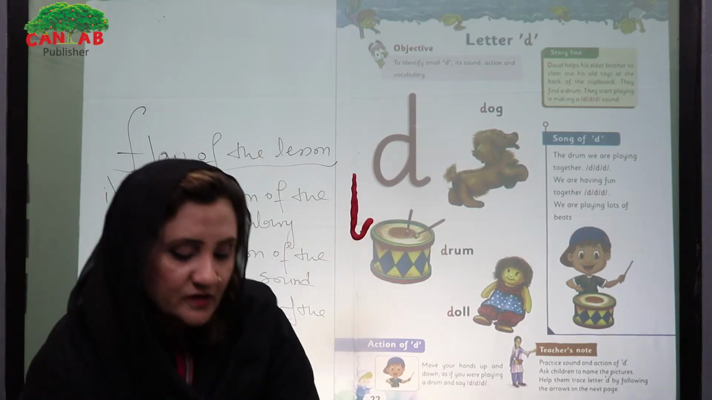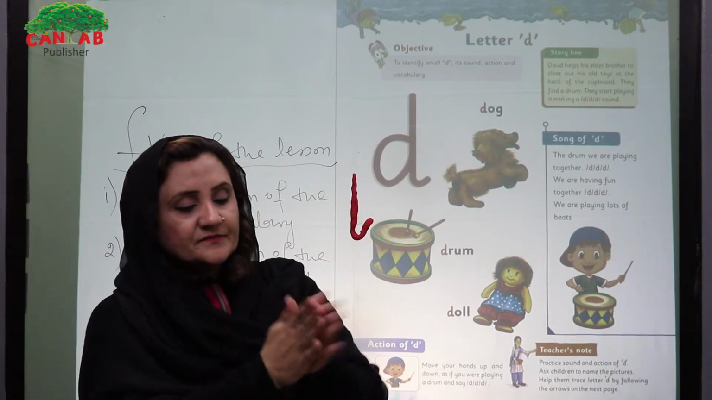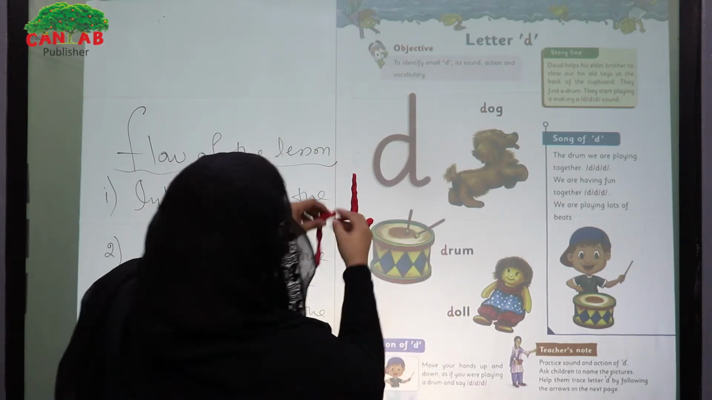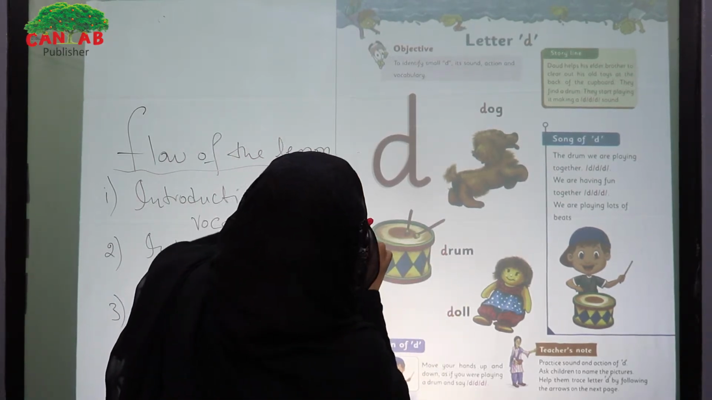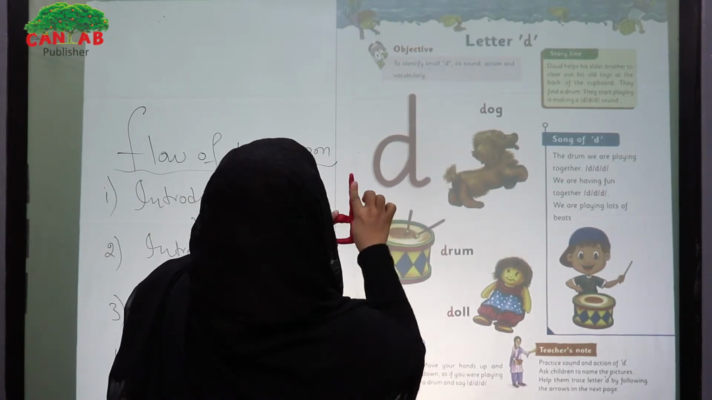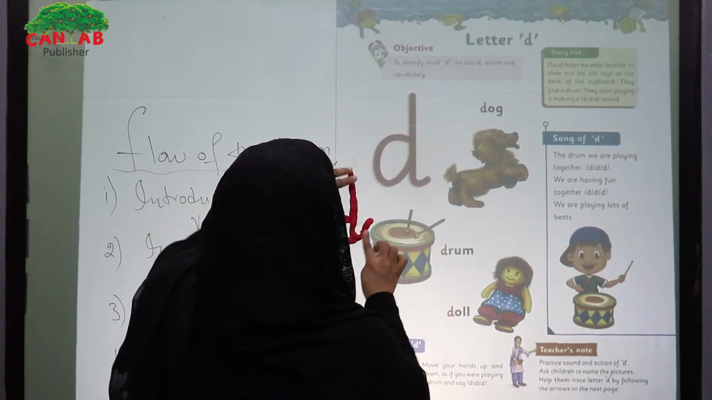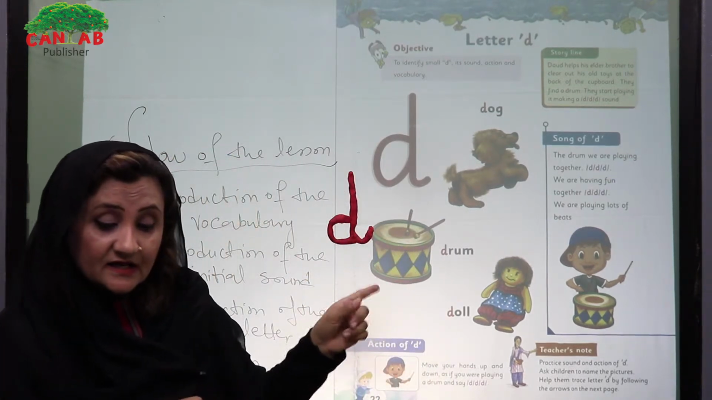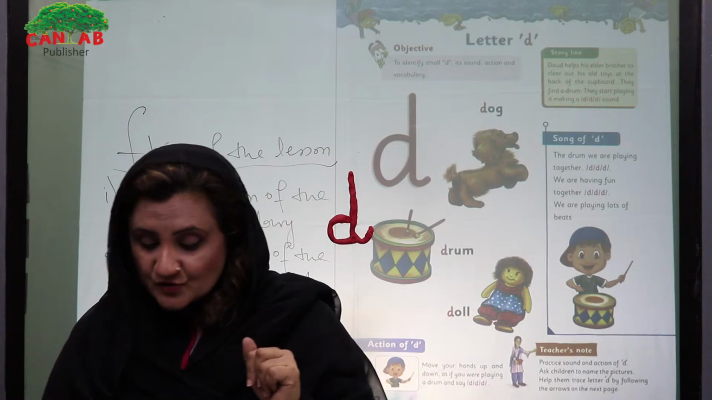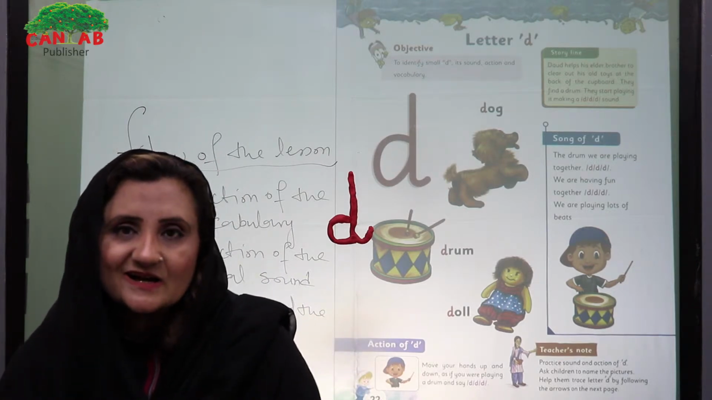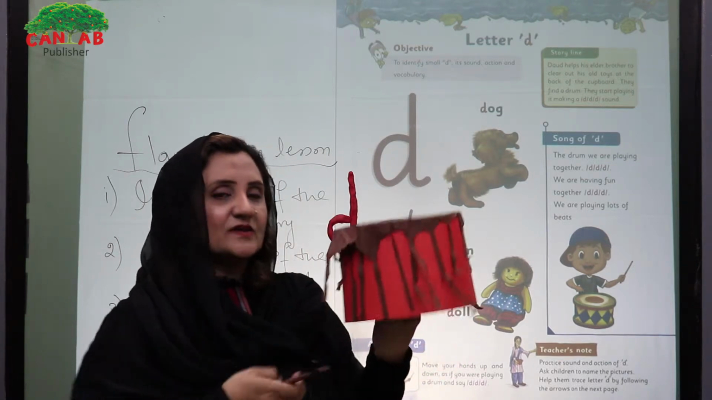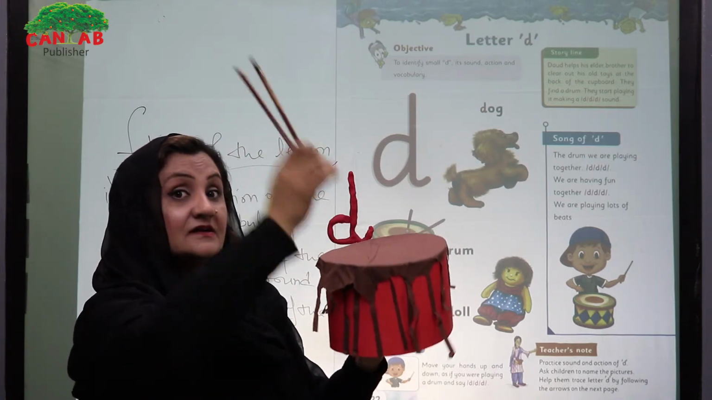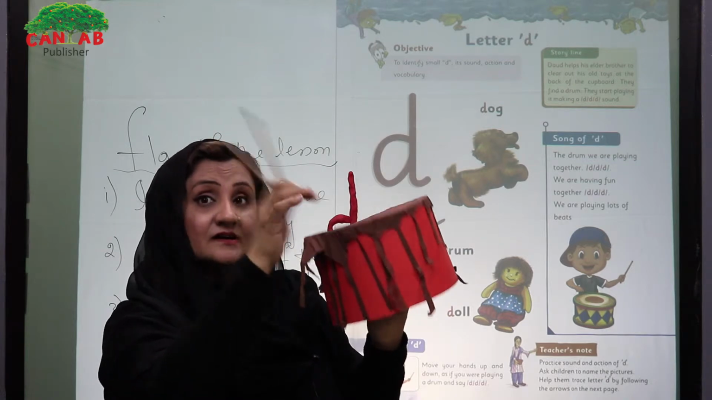Yes, I have to roll one more coil like this, and we can make letter D with the help of the Play-Doh. So this is letter D. Now what we can do, we can use the chart paper to make a drum. Yes, and with the help of the pencil, we can play the drum. Da, da, da. Da, da, da.